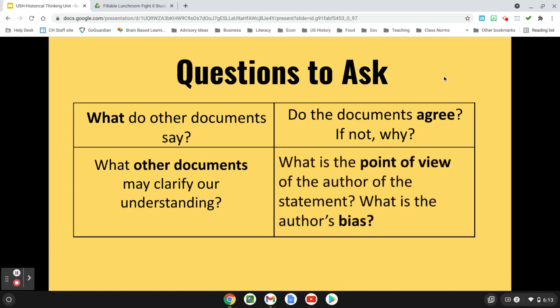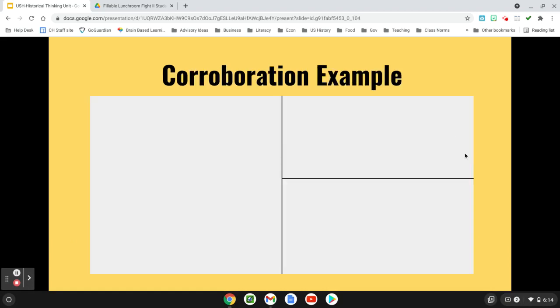And then the last one is, what is the point of view of the author and what might their bias be? Going back to what we talked about with reliability, what limitations would this source have? Could there be any bias where they might not be telling the entire truth?